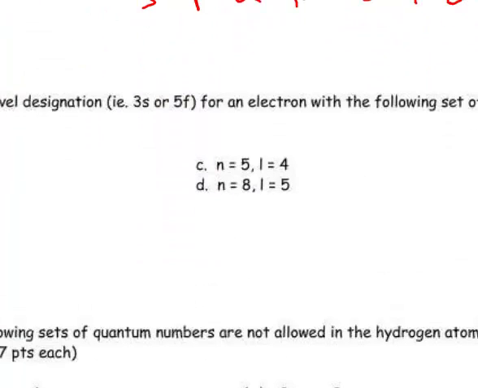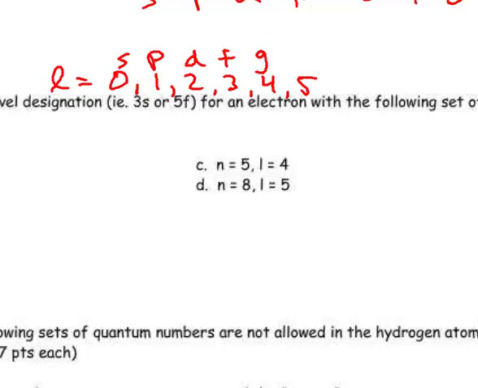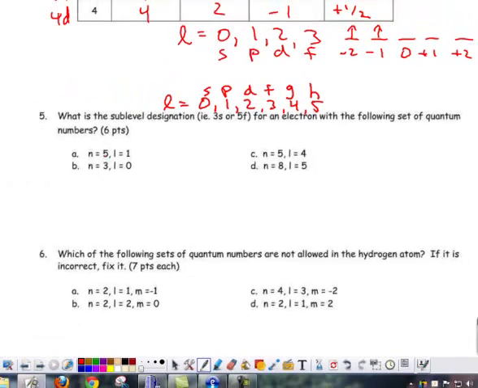All right, next one. What is the sublevel designation, i.e. 3s or 5f, for the electrons with the following? Okay, so once again, l is equal to 0, 1, 2, 3, 4, 5, which is s, p, d, f, g, h. Remember, it goes alphabetical. All right, so if n is 5, l is 1, so that's a 5p. 3s, 5g, and then 8h.